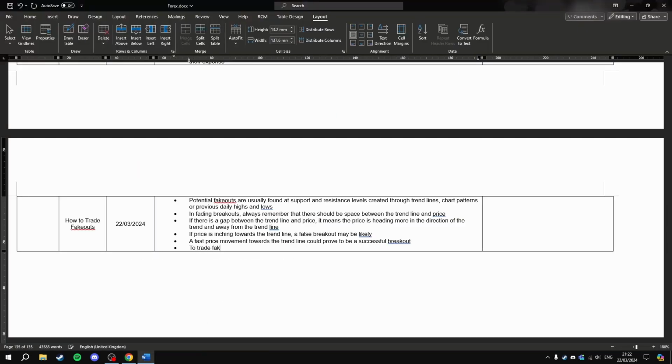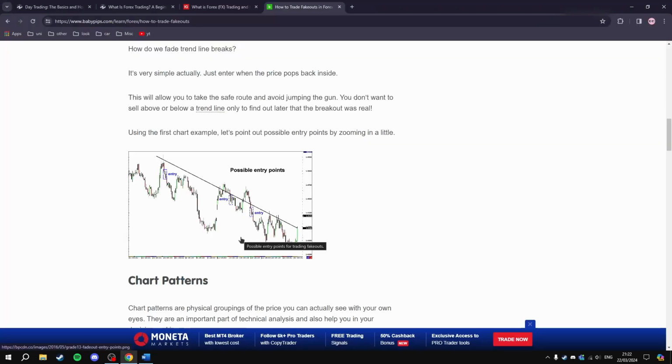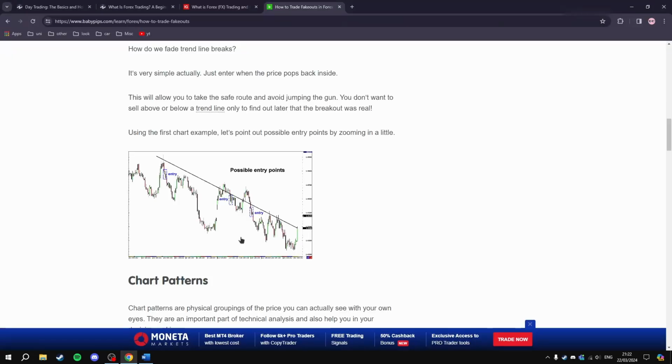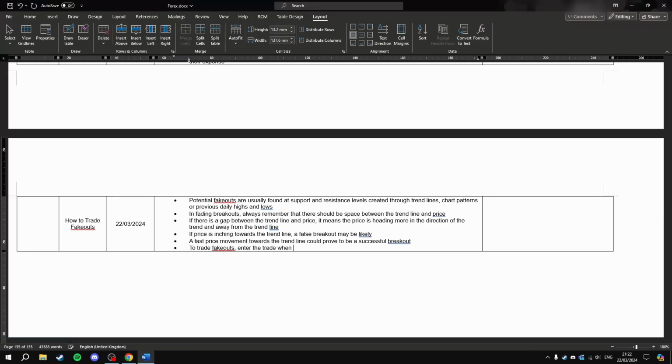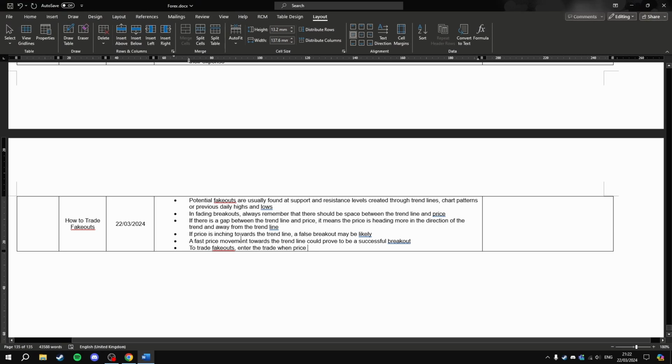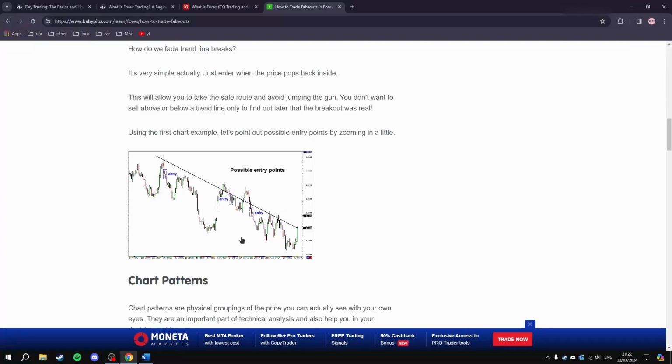Trade fakeouts. Enter the trade when price pops back inside the resistance level or above the support level.